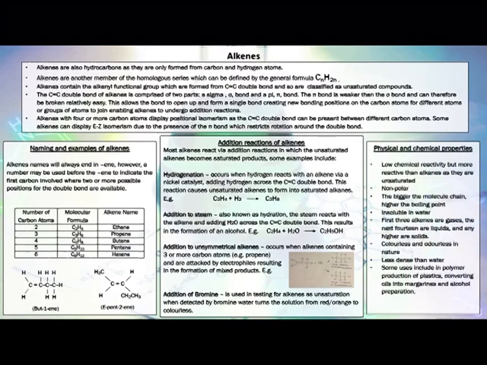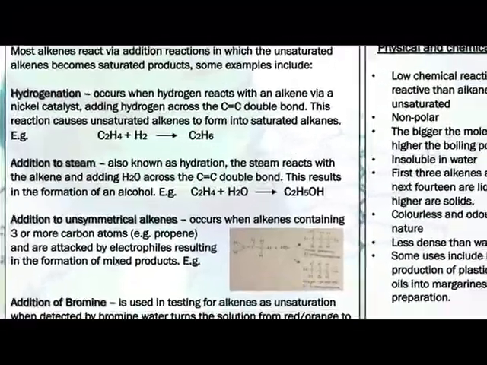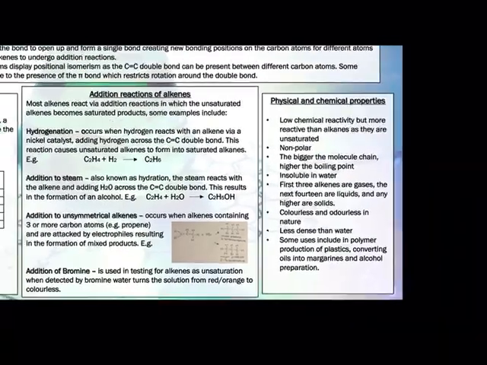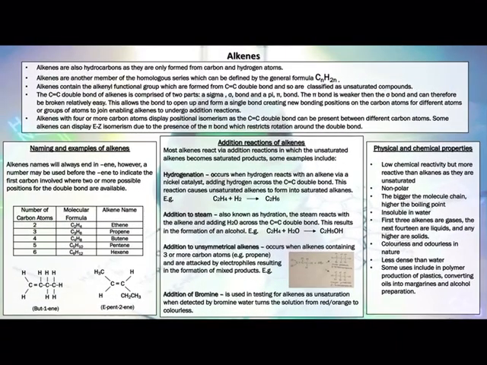So there's quite a few reactions, so they can undergo addition reactions, and there are a few listed below with an example just here of the unsymmetrical alkenes. And there are physical and chemical properties as well, which are listed to the right.